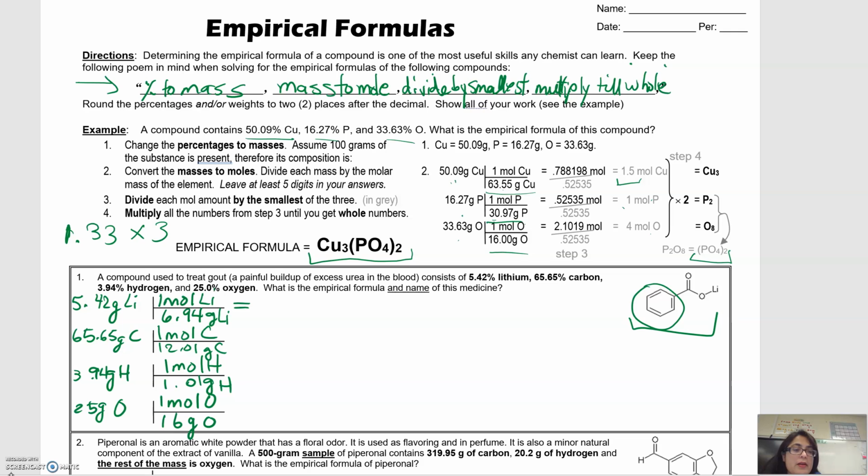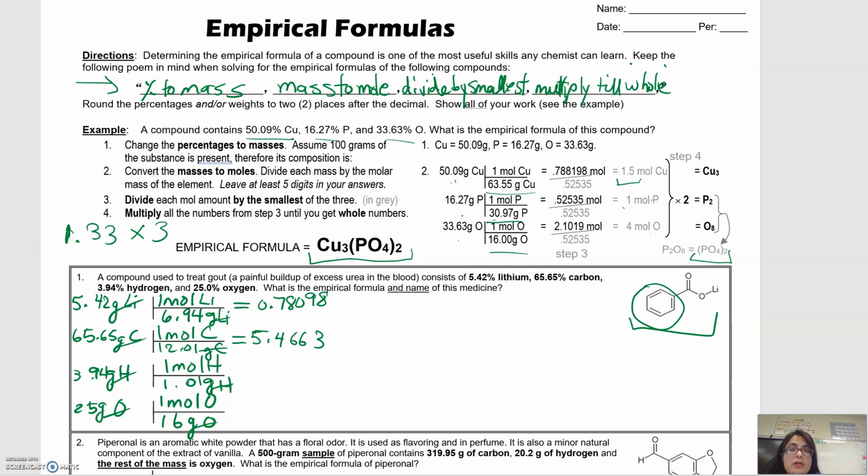All right. Then you're going to take, once again, if the number is on top, you know this is a division, 5.42 divided by 6.94. Feed it into your calculator, and I've already done that. It gives me 0.78098. Take 65.65 divided by 12.01. Notice your grams, these units are canceling, okay? Because we want the answer in, only the units are canceling. All right, so 65.65 divided by 12.01 gives you 5.4663.